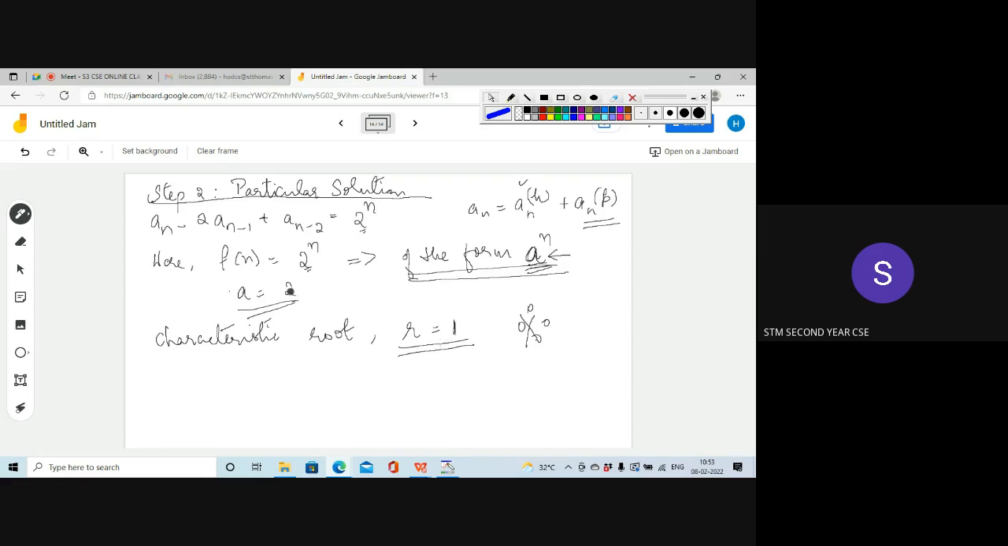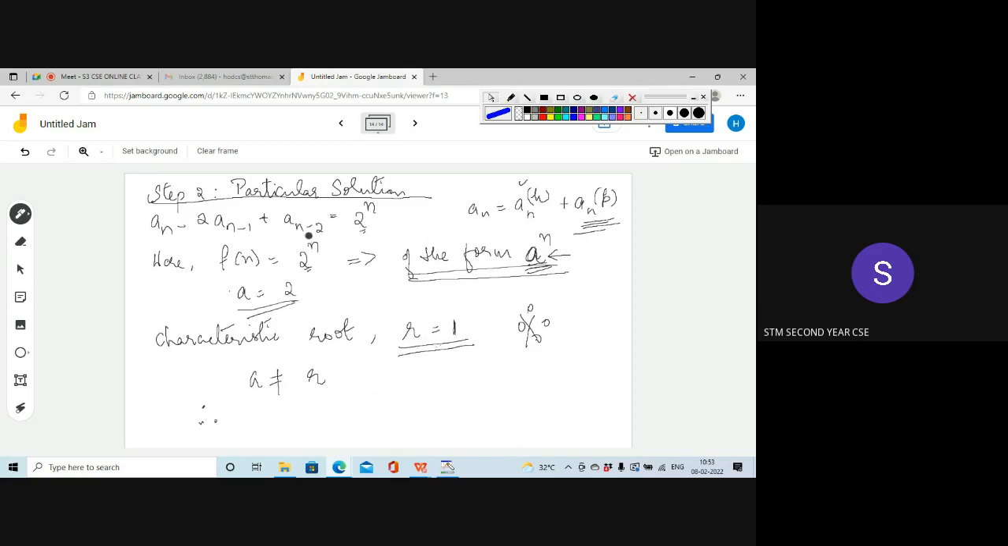So here we find that a is 2 and r is 1, which means that a is not equal to r. Okay, a is not equal to r. So therefore, if a is not equal to r, we have to use one formula. If a is equal to r, we have to use another formula to calculate this particular solution. So we have two formulas here, and the two formulas that we should use is by comparing a and r.